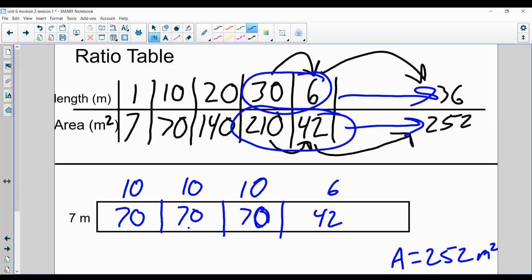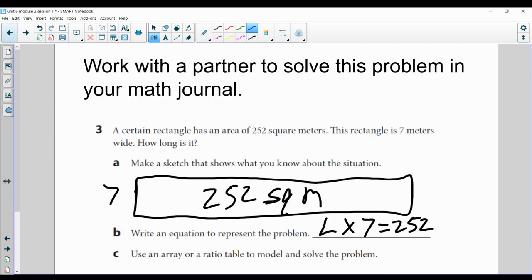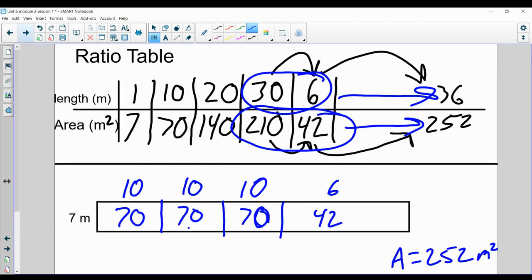Now the other side, because if we go back to our question, we were asked how long is the other side? How long is it? So we want to figure out, we had 10, 20, 30, plus our 6. The total of this other side is 36 meters.